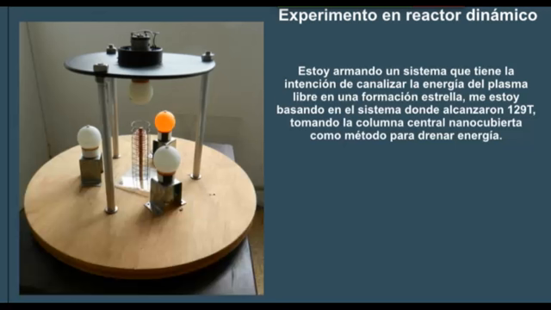Well, this is another experiment. This is based on the experiment where you achieved 129 Teslas. She said in other workshops that in this design they have a bar of copper in the middle of the star formation, and she mentioned that this bar is going to be useful to drain energy of the star formation and the free plasma in the middle of the reactors. Next slide.